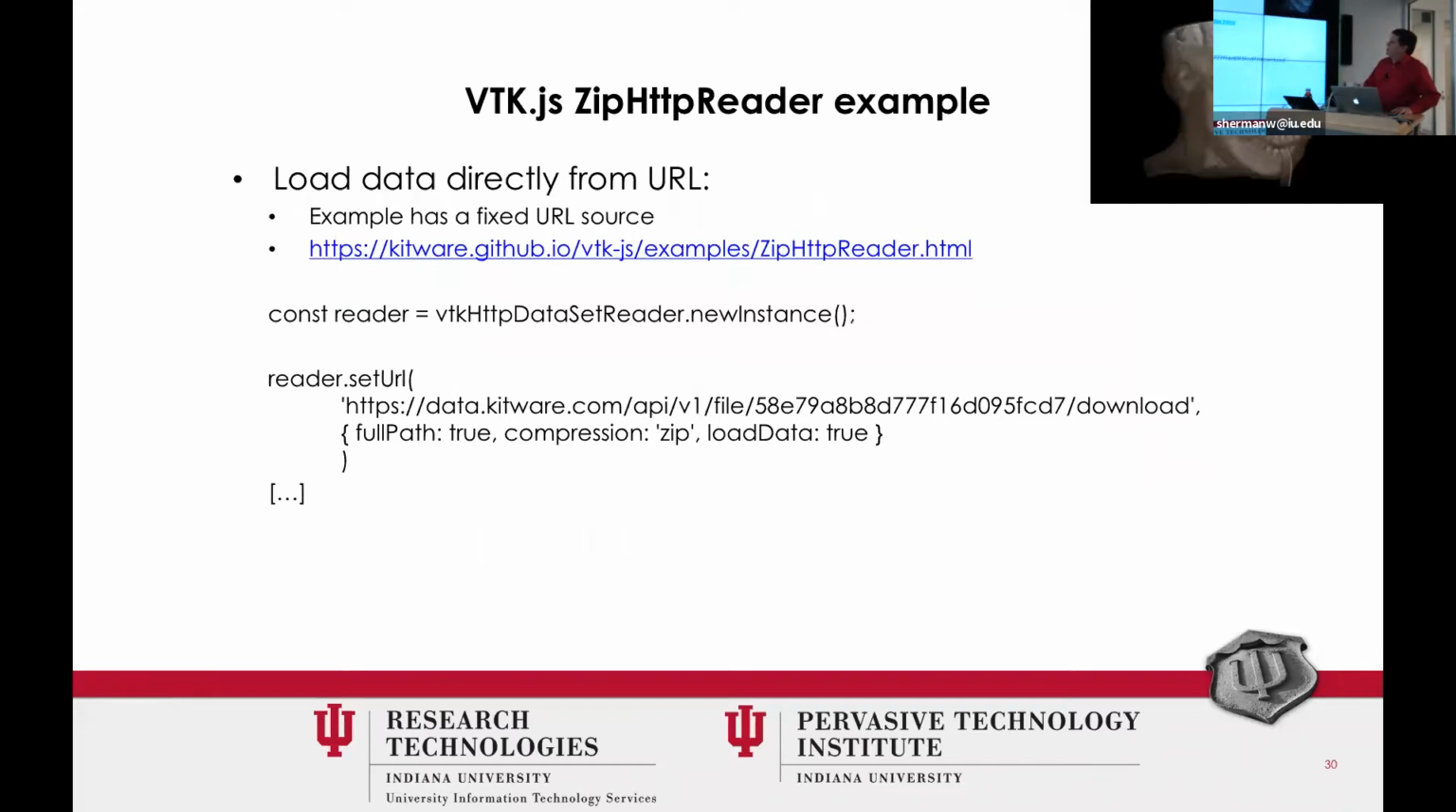Another interesting one is this zip HTTP reader. I probably should put this one first or after the ParaView ones. This one lets you have data that's available on a URL, and you can load that data by providing that URL to this instance of the HTTP data set reader class. There's no zip in this name here, so I just wanted to point that out.